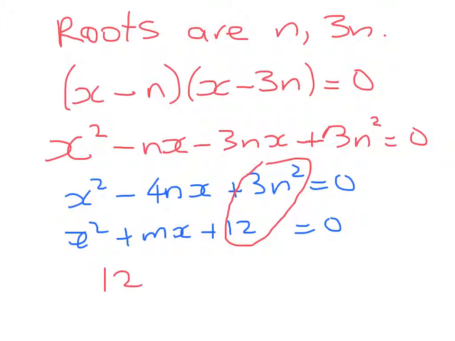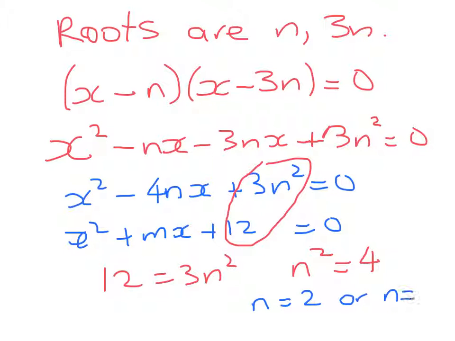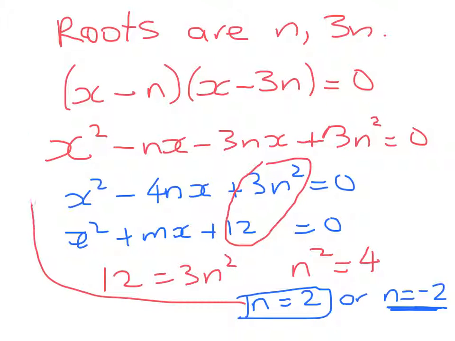So we have 12 equals 3n squared, n squared equals 4. Right, now there are two solutions to n squared equals 4. So we've got n equals 2 or n equals negative 2. Right, watch out not to lose the negative 2. So we're going to take each of those situations and we're going to substitute them back into our factorised form and then expand again. So on to the next slide to do that.